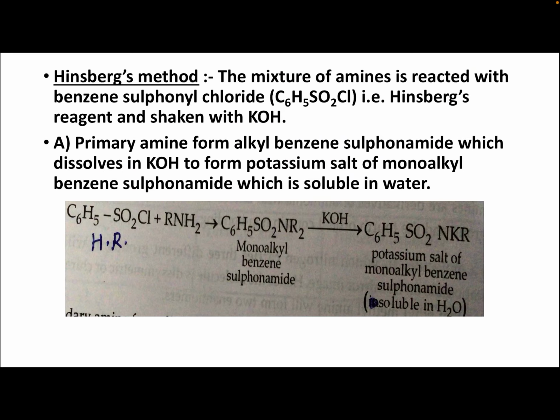So in Hinsberg's method, the mixture of amines which is got in the distillate is reacted with benzene sulfonyl chloride. This benzene sulfonyl chloride is known as Hinsberg's reagent, and it is shaken with KOH. So this mixture of amines, primary, secondary and tertiary, is reacted with benzene sulfonyl chloride. The primary amine RNH2 gets converted into monoalkyl benzene sulfonamide. On reaction with KOH, you get the potassium salt of monoalkyl benzene sulfonamide, which is soluble in water.